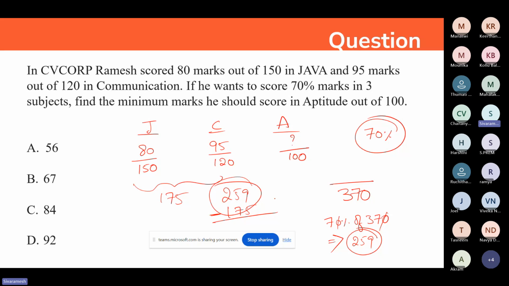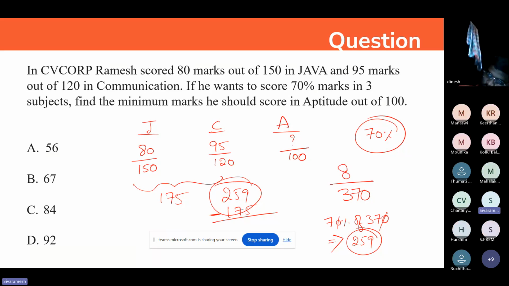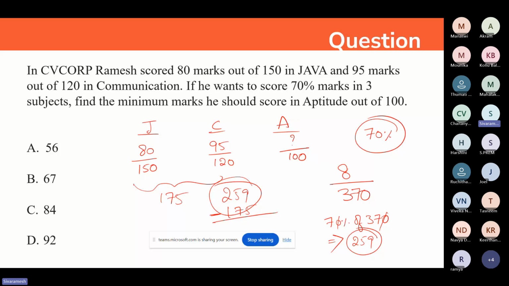Can you tell the answer for this? 84. Yes, very good. So in order to score 70% in overall, I should score 84 marks in aptitude. That's it. So the answer is 84. Option C is correct. Hope you all are clear with this question.